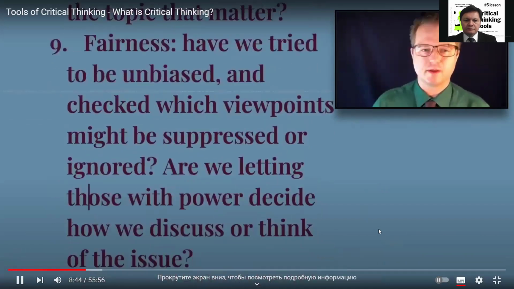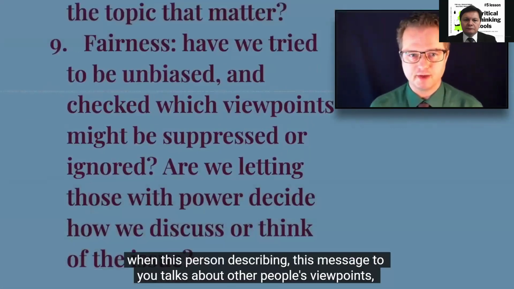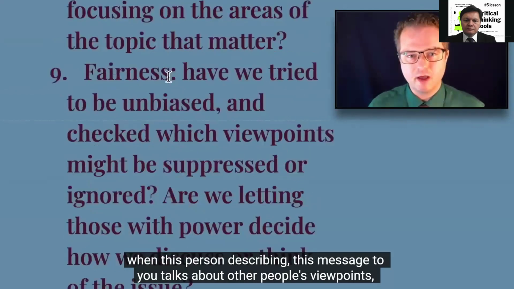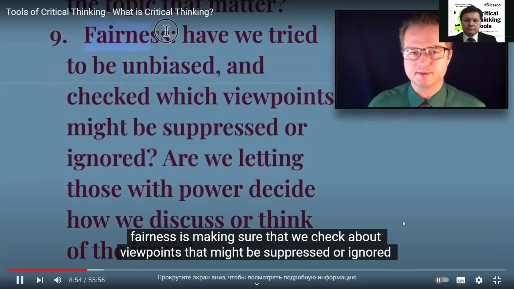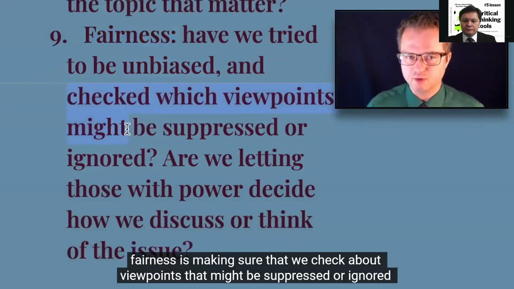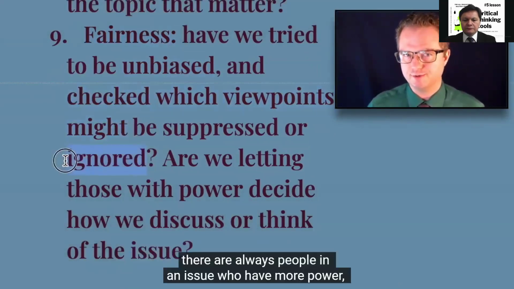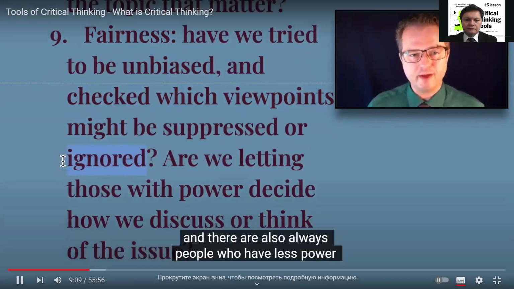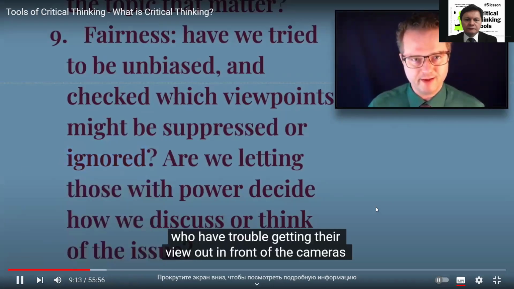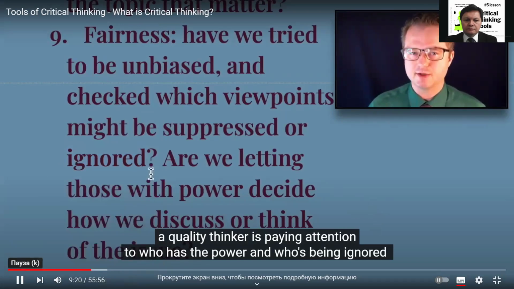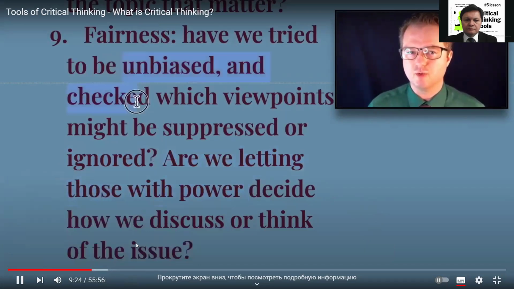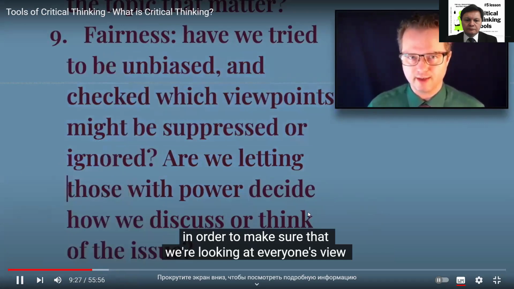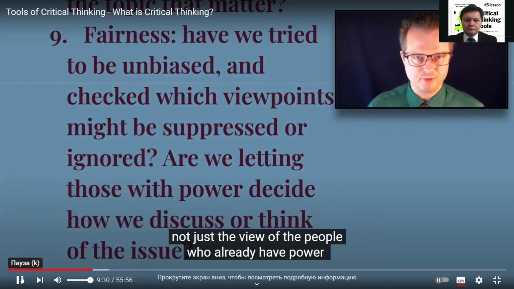Finally, fairness. When this person describing this message to you talks about other people's viewpoints, are they unbiased? Another part of fairness is making sure that we check about viewpoints that might be suppressed or ignored. There are always people in an issue who have more power, who have more ability to tell everybody their view. And there are also always people who have less power, who have trouble getting their view out in front of the cameras. A quality thinker is paying attention to who has the power and who is being ignored in order to make sure that we're looking at everyone's view, not just the view of the people who already have power.